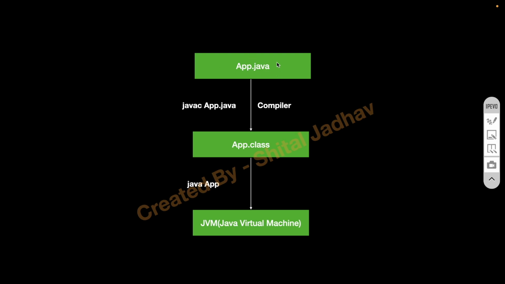So we have created the very first Java file. Our Java file name was demo.java, right? In the same way, here I have the app.java file. If you want to compile this app.java file, then we use javac app.java. Then the compiler will compile it and generate the .class file. And if you want to execute or run it, then you use java and app as the file name, and then this file will get executed. This is the flow which we already know.